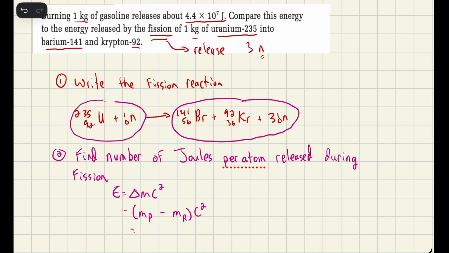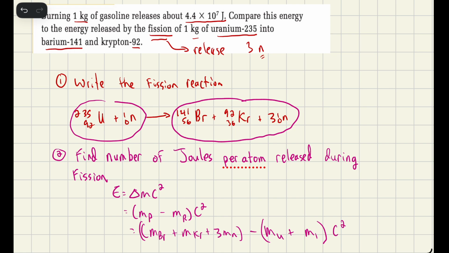So it would look like this: the mass of barium plus the mass of krypton plus 3 times the mass of a neutron, lowercase n, and then that is subtracted by the mass of uranium plus the mass of your 1 neutron. And then all of that is multiplied by the speed of light squared.